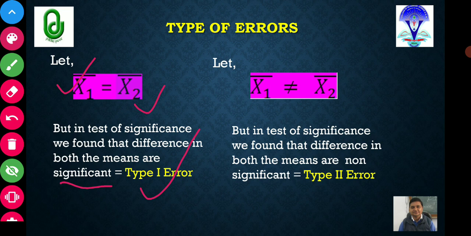Type 1 error. Now another condition: x1 bar is not equal to x2 bar. That means both the means are different. In true observation, you found that these two means are different. But in the test of significance, we found that the difference in both the means is non-significant. So when you tested it with certain test criteria, you found that these means are not significantly different. So this type of error is called type 2 error. So this was about the types of error, type 1 and type 2 error.